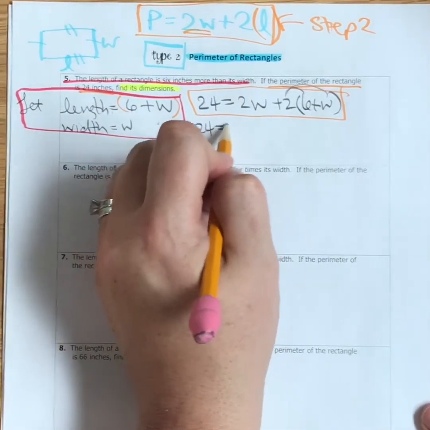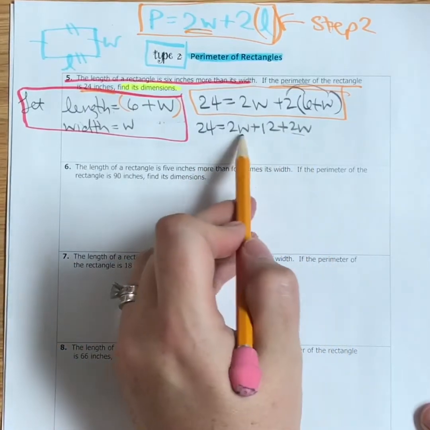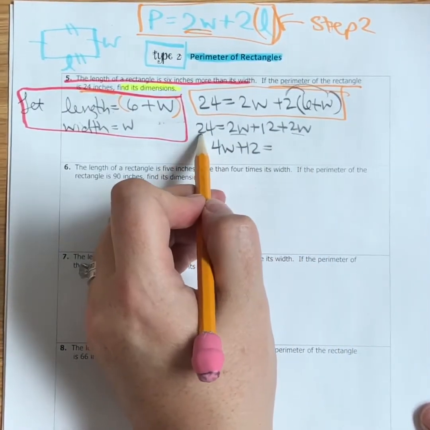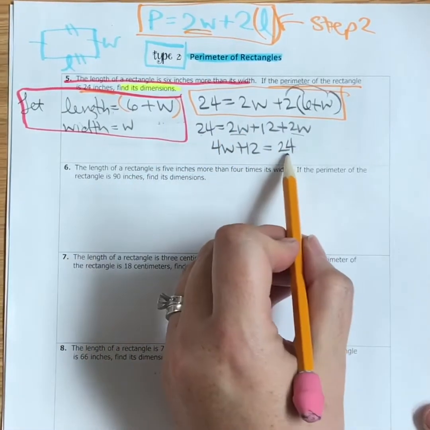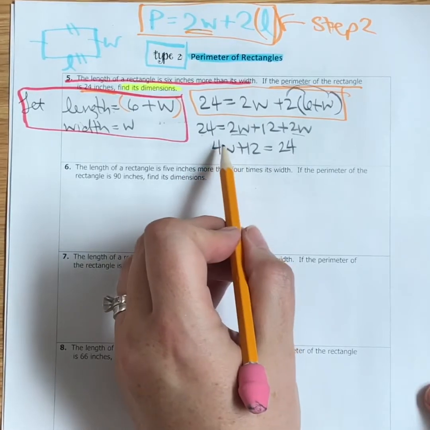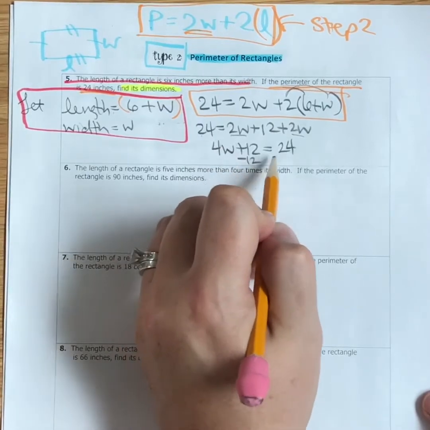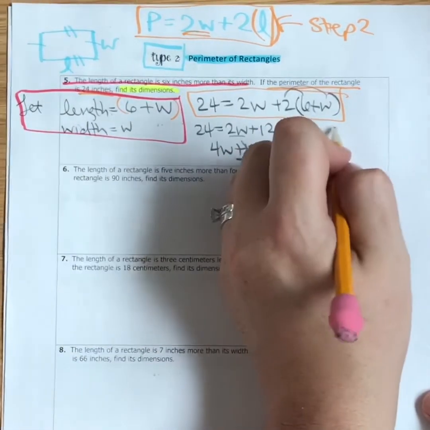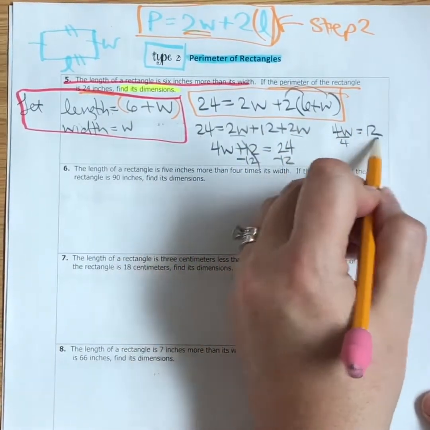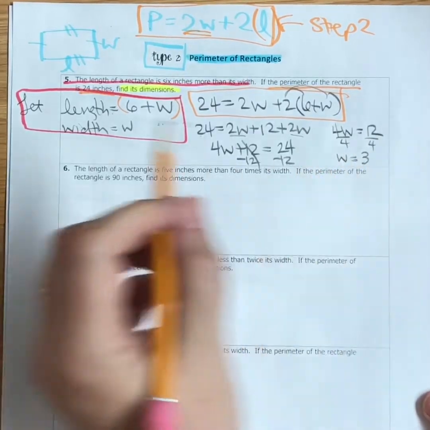So we have 24 equals 2W plus 12 plus 2W. Well, that's just going to give us 4W plus 12, and then I'm more comfortable having the constant term on the right, plus we want to keep the habit of variables on the left, especially when we get to inequalities. So we're going to subtract 12 on both sides. So we get 4W equals 12, because 24 minus 12, divide by 4, and we say W is 3, okay?